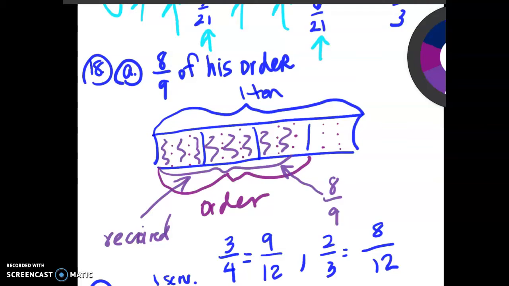All right, so let's take a look at this. First of all, I have this rod or strip diagram that's going to represent 1 ton. The first thing I'm going to do is show his order. This 3/4, I have indicated as his order. He ordered 3/4 of a ton. Notice that I'm indicating the unit amount or the whole here with my strip diagram label, that's the 1 ton.